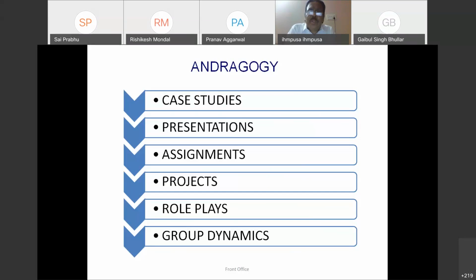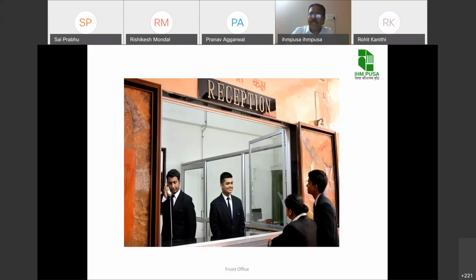Anyone who wants to be successful in the hospitality industry must have life skills. And these life skills, we facilitate by making you do it yourself. So that is andragogy, the method we use here. You can see this is the institute pic. The students are working, having the exposure of working at the front office, at the reception. These are the students. They are playing roles.